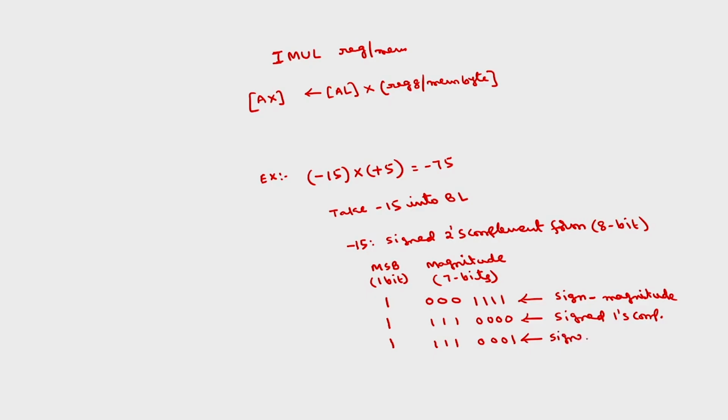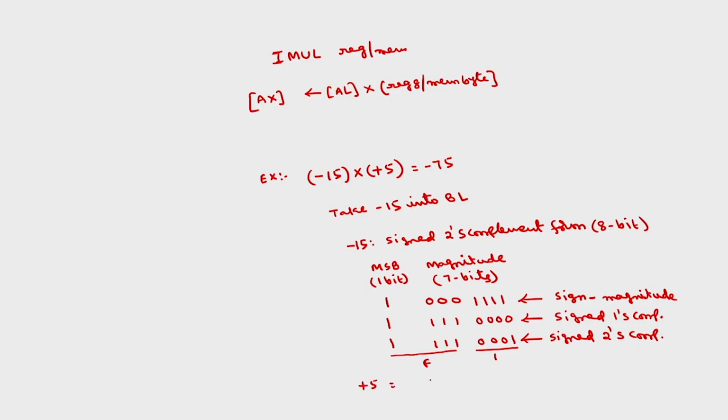This is called signed 2's complement representation. Now what is the hexadecimal equivalent of this minus 15? This will be F, this will be 1. So you have to take BL with F1. If you want to perform the multiplication of minus 15 into plus 5, you have to load this F1 into BL.